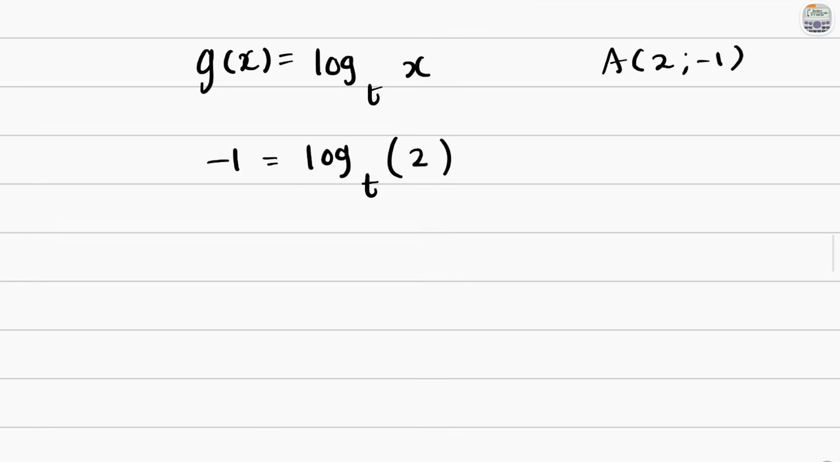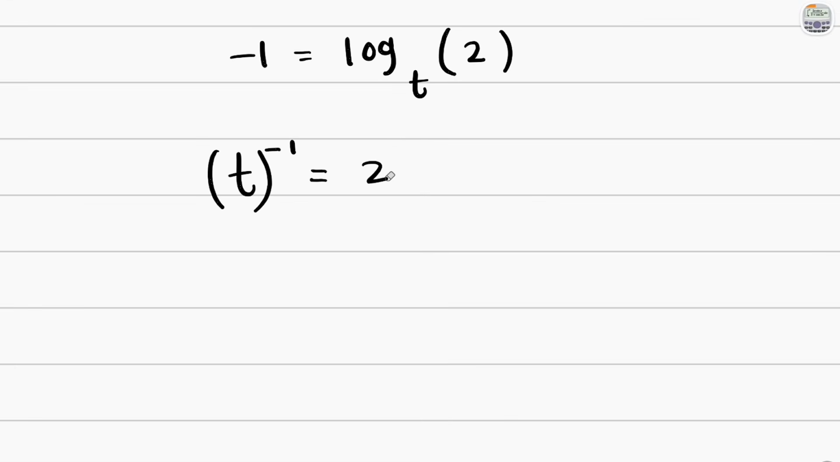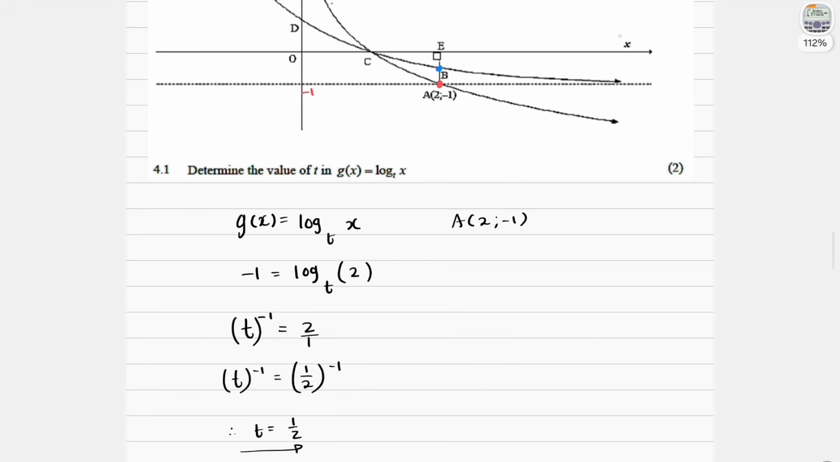Now, to solve for this, you can simply put it back in exponential form. So our base is t, our exponent is -1 because log makes the exponent the subject. So t to the power of -1 is equal to 2. Okay, so how do we solve for this? Or how would you make those exponents the same? We can rewrite 2 as an exponent of -1. If this is t to the power of -1, 2 can be written as 1 over 2 raised to the power of -1. So therefore, this means that t is simply equal to a half, and that is our answer. Moving on to the next question.